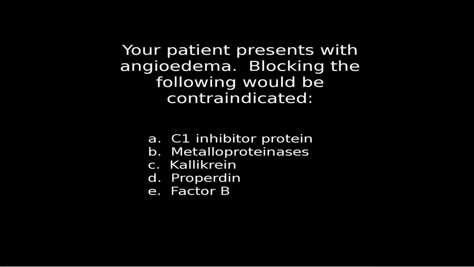If you blocked metalloproteases, those bore through that type 4 collagen in the basement membrane. That's what that does. Kallikrein, we already talked about how it splits C5 and it gets into your kininogen and splits off into bradykinin, and it's vasoactive. Properdin stabilizes the C3 convertase for the alternative pathway. B is again a regulatory for complement.